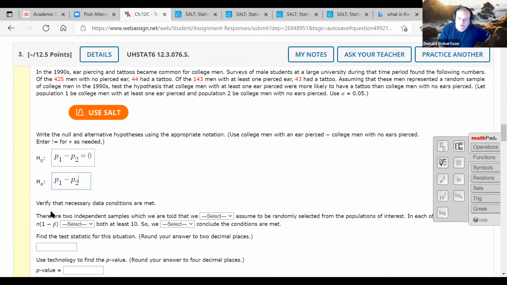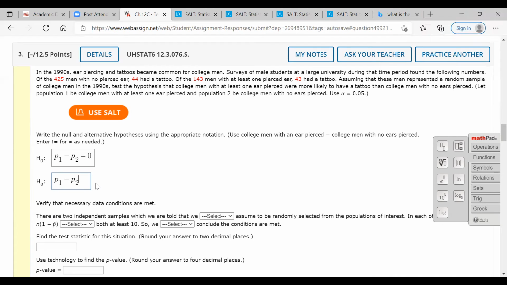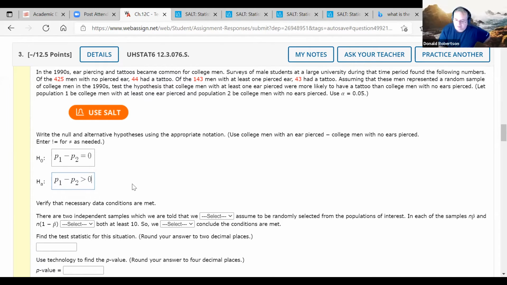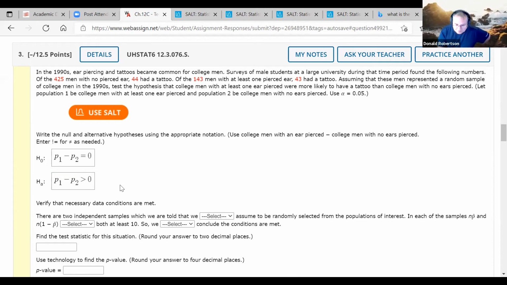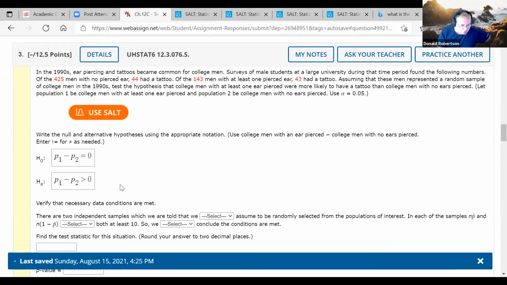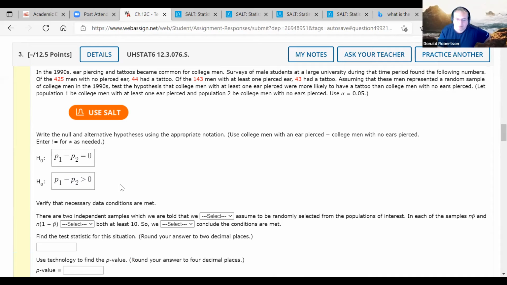Right. So, ear pierced, take away, no. Do you see it in that bracket there? Yeah. Right. As long as you stick to that order, you're going to be fine then. So that means if you've got an ear pierce, you're going to be P1. And if you don't have any piercings, you're going to be P2. And we're trying to prove that guys with it are going to be more than ones without. So we're good to that point.